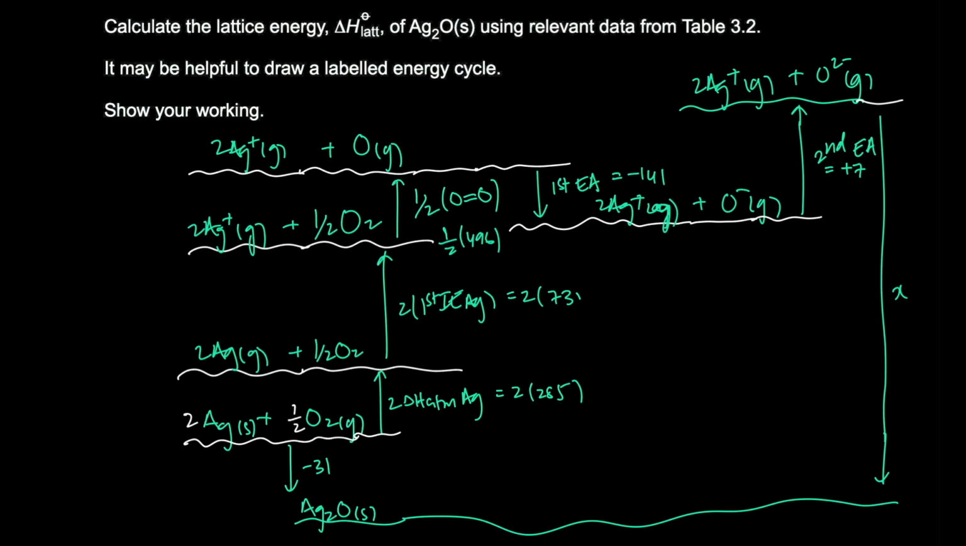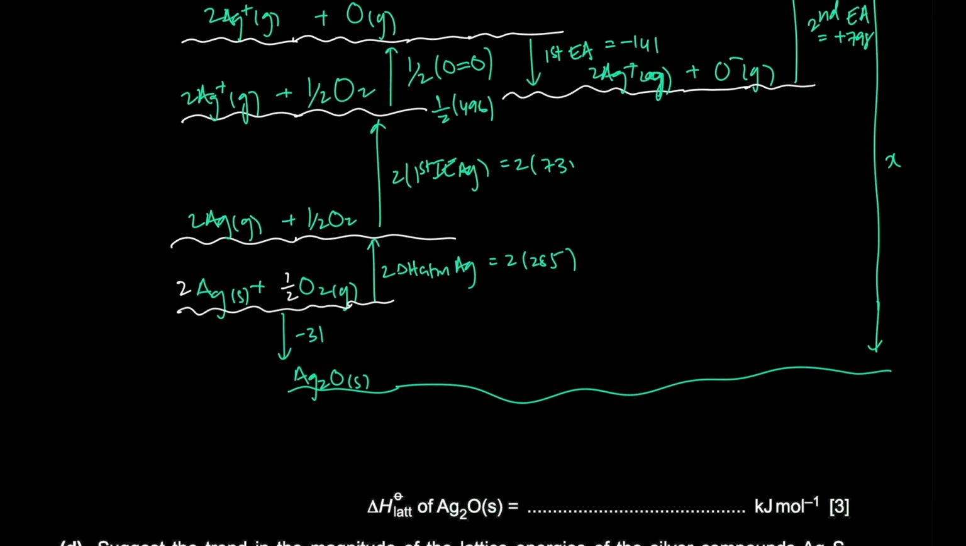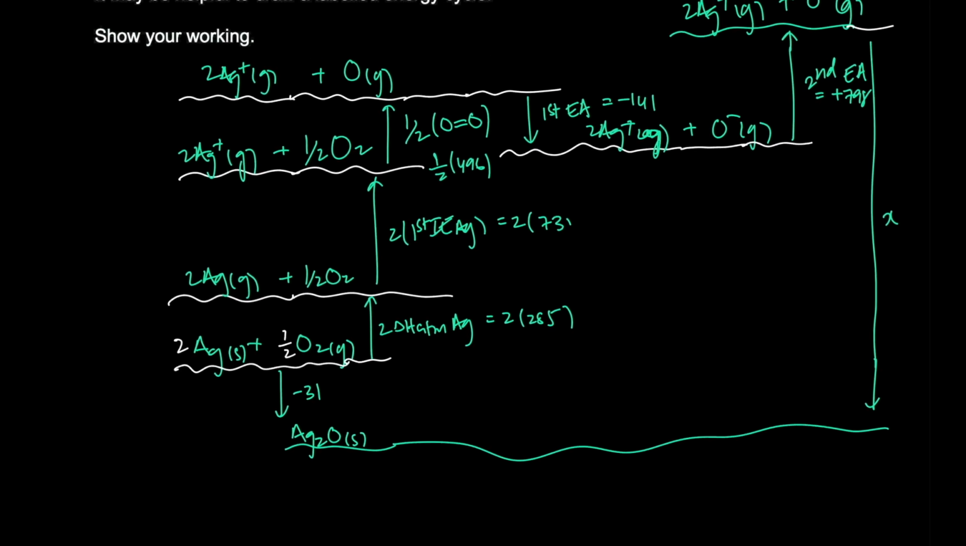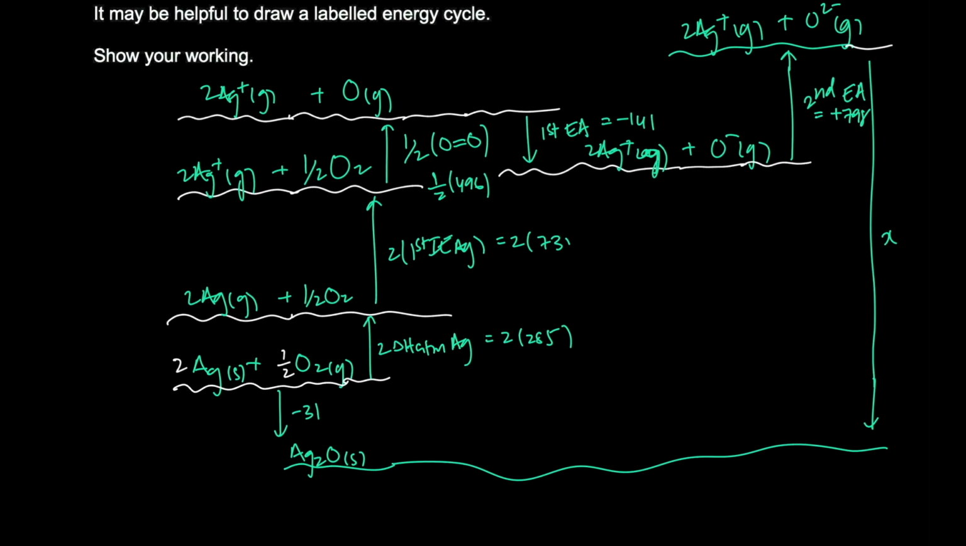So now we have our Born-Haber cycle. Now we just have to add these values together. So what do we get? If we use the cycle over here, in a different color, we have 2 times 285 plus 2 times 731 plus 1 half times 496. So we're saying that we're going in this direction.